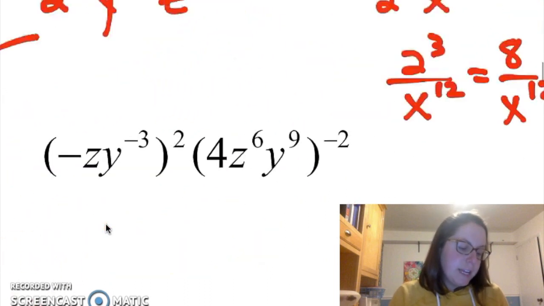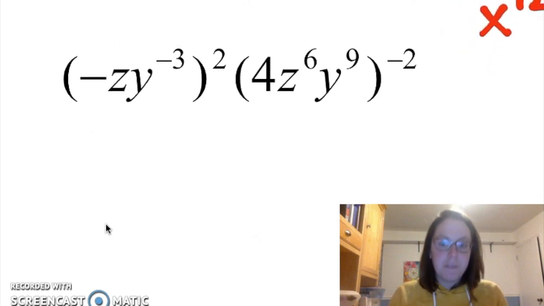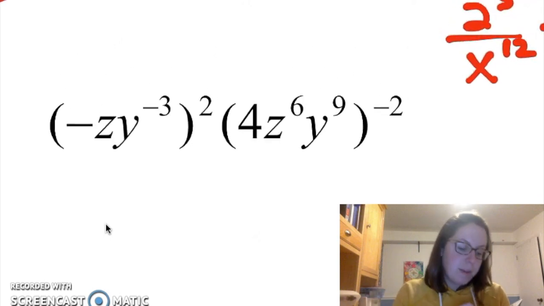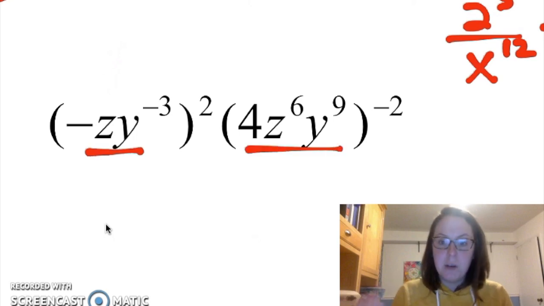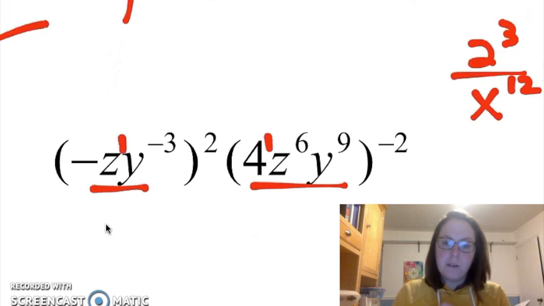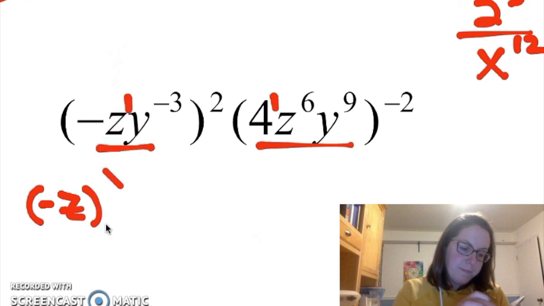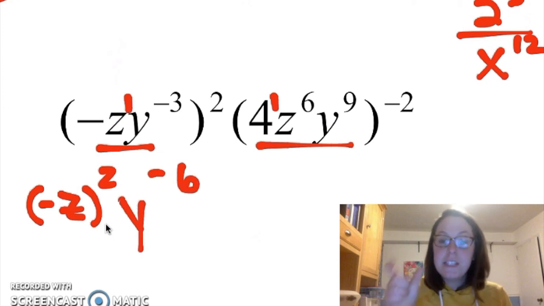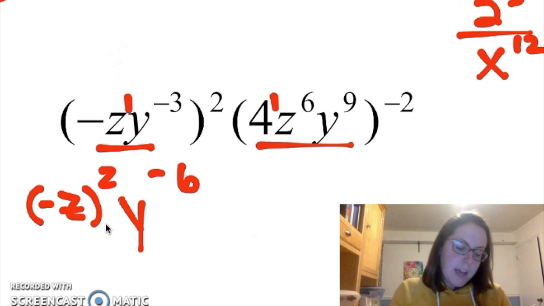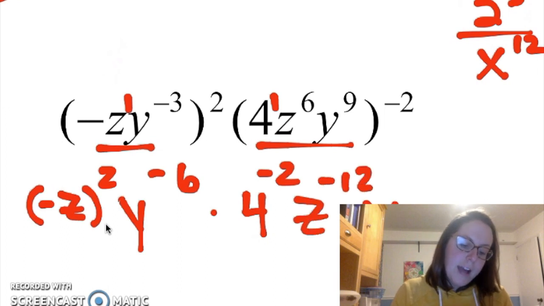All right, and then the last one here before we talk about the one that we did on our challenge in class is this one, and let's raise each of these to their powers. So within there and within there, there's nothing I can do. So parentheses, nothing. So let's go to exponents. I'm going to throw a 1 on each of those. And so I've got negative z to the second and then y to the negative 6th. And the reason I kept the negative z in parentheses was the negative is with the z, right? They're grouped together. And then I would have 4 to the negative 2nd, z to the negative 12th, y to the negative 18th.